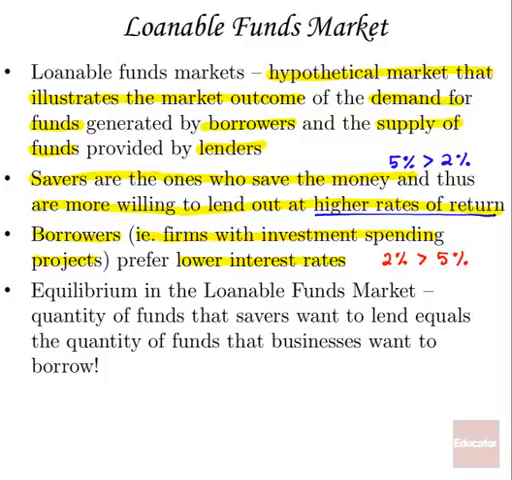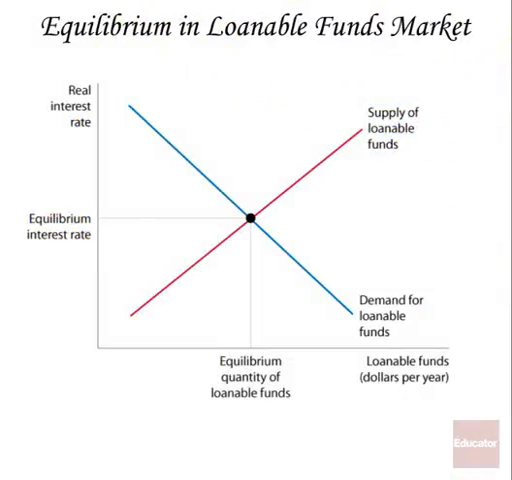If you want to take a look at the equilibrium in the loanable funds market, it's very simple. It's where the quantity of funds that savers want to lend equals the quantity of funds that businesses want to borrow. So there's going to be an equilibrium in the market, and that's how the amount of funds that are lent out in the loanable funds market is determined. This is basically how it looks here.